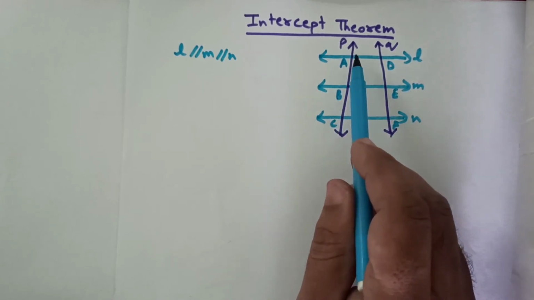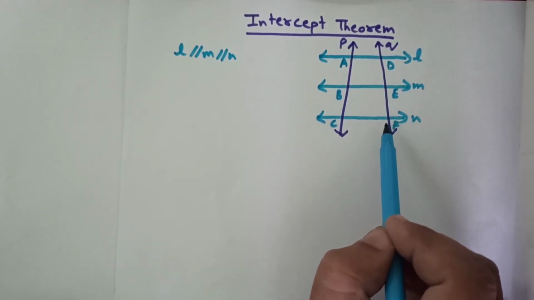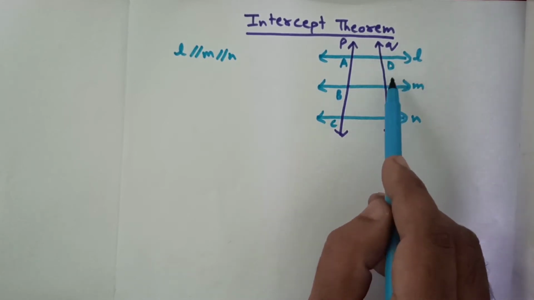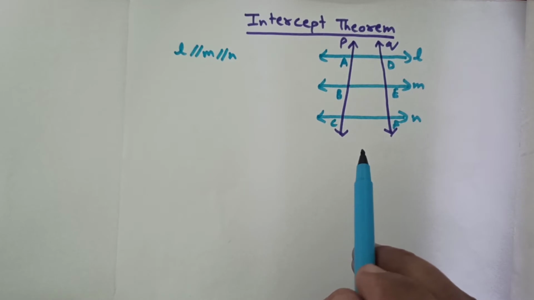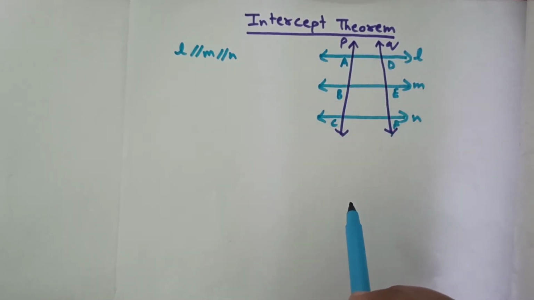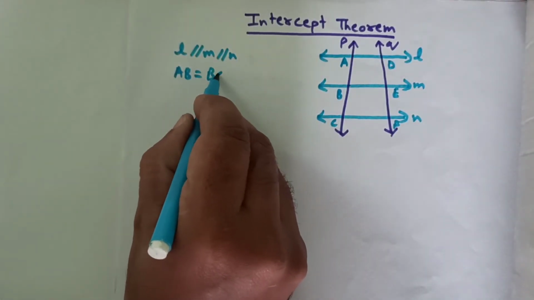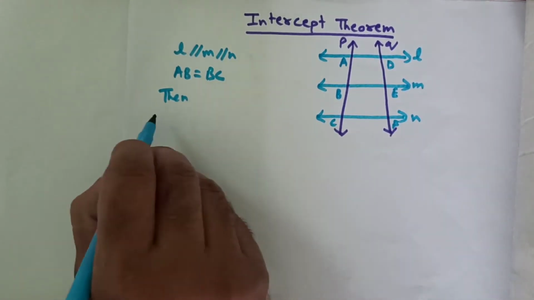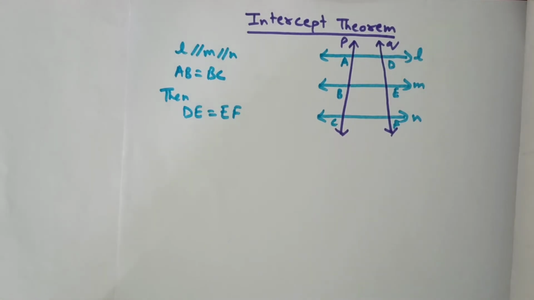AB and BC are the intercepts of transversal P intersecting lines L, M and N, and DE and EF are the intercepts of transversal Q intersecting lines L, M and N. So by the intercept theorem, for two transversals intersecting three parallel lines, if it is given that the intercept AB is equal to the intercept BC of the transversal P, then by the intercept theorem, the intercept DE will also be equal to the intercept EF. This is known as the intercept theorem.